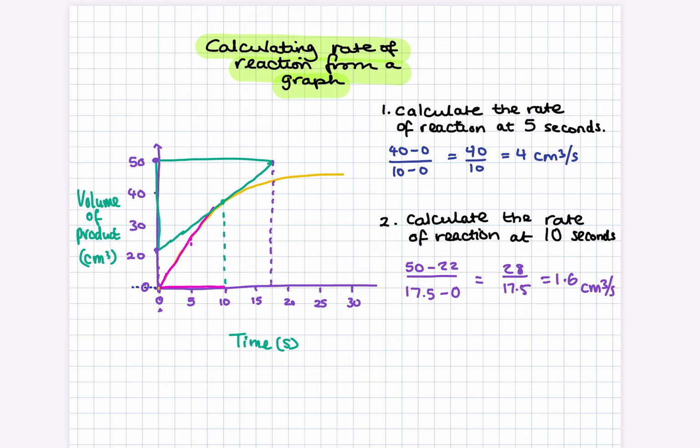What does this information tell us though? We know that the rate of reaction was higher at 5 seconds compared to 10 seconds because 4 is a bigger number than 1.6. Another way we would know that the rate of reaction is higher at 5 seconds is because the gradient of the line is steeper at 5 seconds compared to 10 seconds. At 10 seconds, the graph is starting to level off.